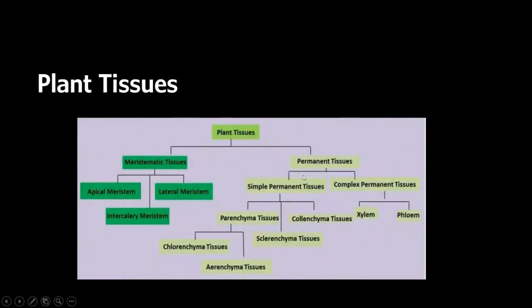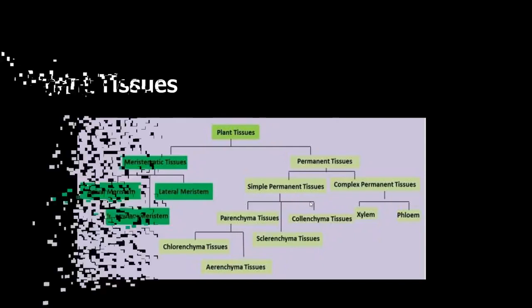The plant tissues are divided into meristematic and permanent. Under meristematic, there is the apical meristem, the intercalary meristem, and the lateral meristem. Under permanent tissues, there is simple and complex. In simple, there is parenchyma, collenchyma, and sclerenchyma. In complex, there is xylem and phloem. So let's learn about these in detail.